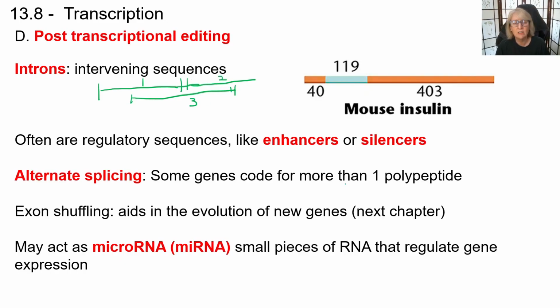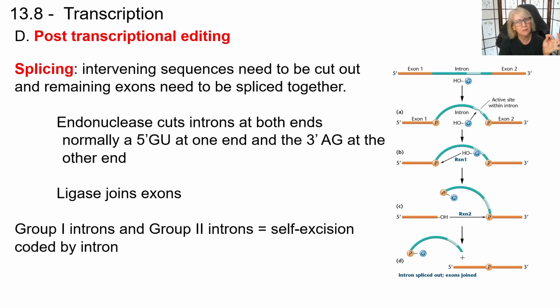Exon shuffling does seem to play a role in things like the evolution of new genes. We're going to talk about that next time. We're going to also talk about this next time, but it fits here too. I break the phosphodiester bonds, I remove the intervening segment, and I reform phosphodiester bonds between the two pieces that I want to join together.